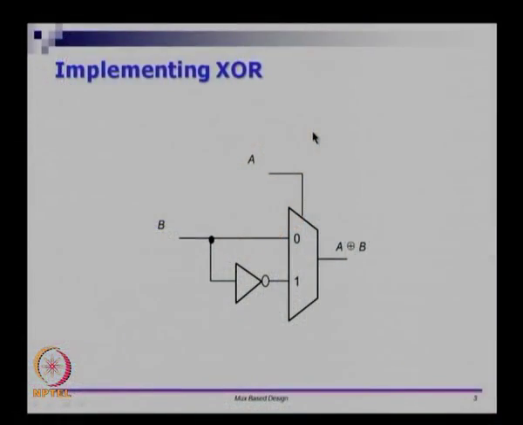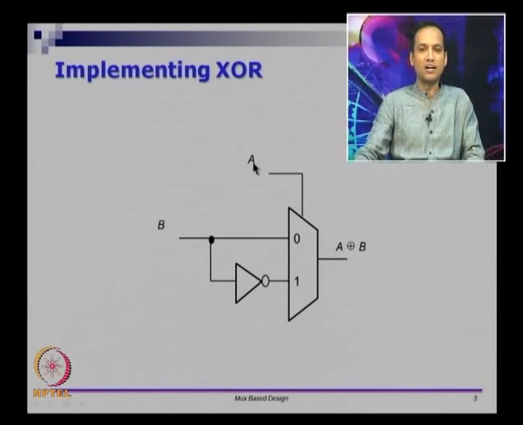Another useful thing to know is how to implement an XOR gate using a multiplexer. This requires slightly more circuitry. In this case, let us say A and B are the two inputs. We know that if A is 1, then we want to give B bar as the output. If A is 0, we want to give B as the output. That is the definition of XOR. A XOR B is A B bar plus A bar B. So, when it is A bar, which is indicated by the 0 here, give B, and when it is A, give B bar. This is the way in which you can implement XOR.